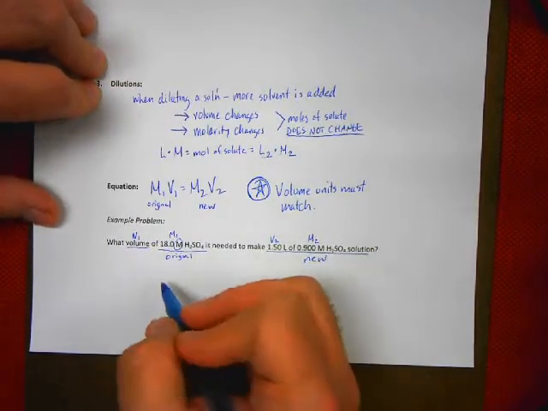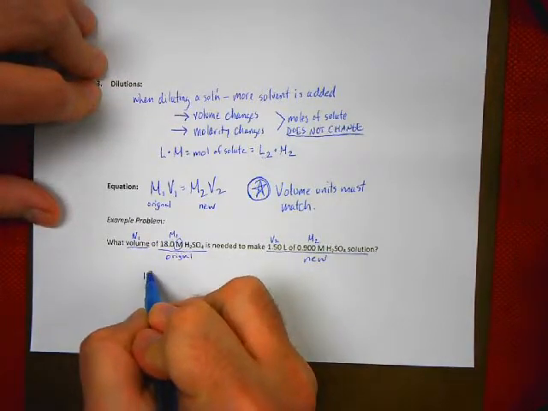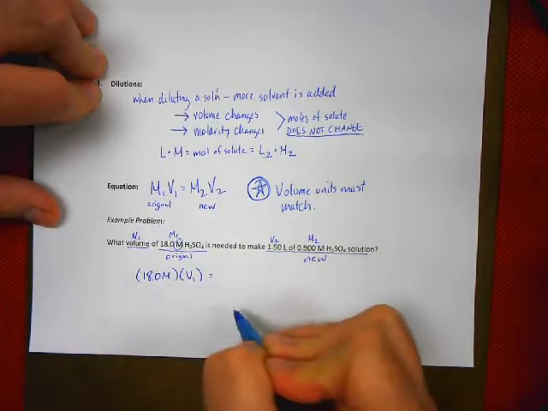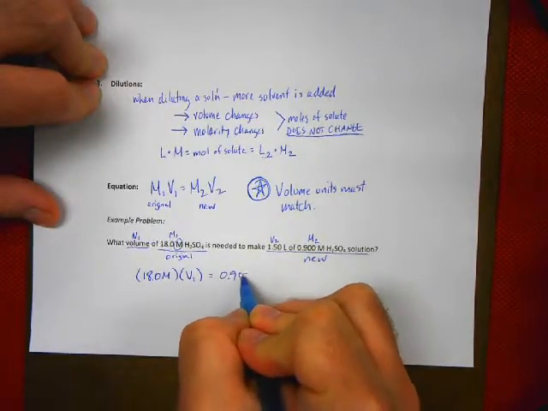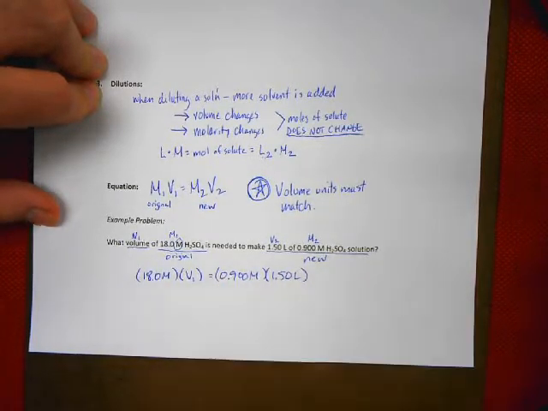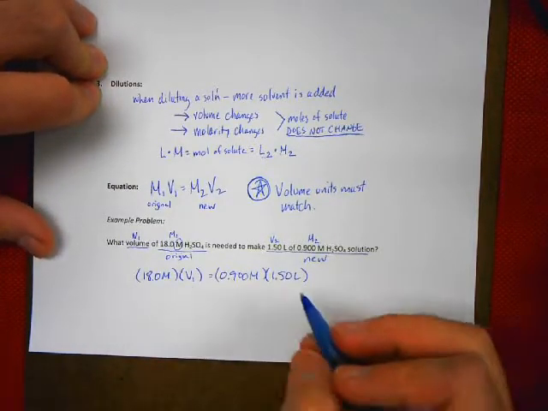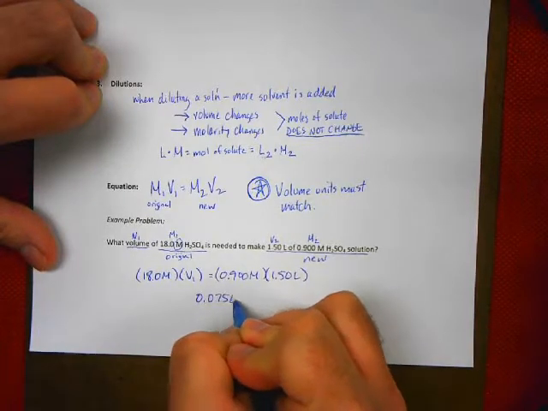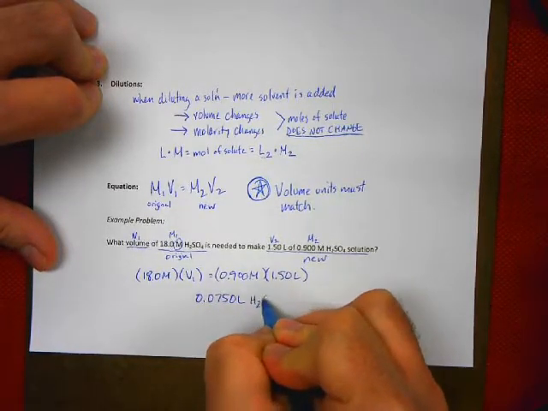So we have 18.0 molar times V1 is equal to 0.900 molar times our V2, which is 1.50 liters. So we have to solve for volume 1, and we end up with 0.0750 liters of H2SO4.